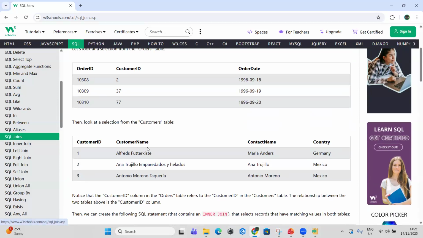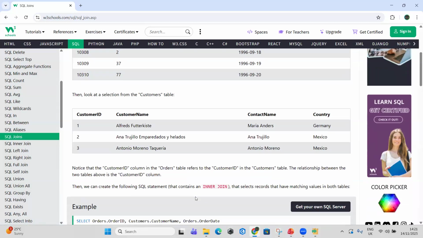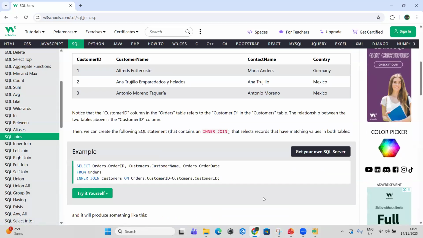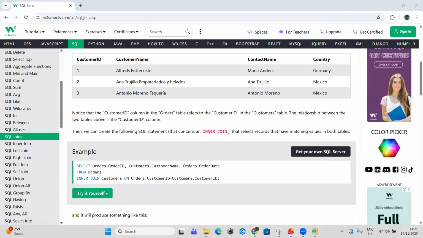So to perform a join, you need at least two tables, right? Okay, let's do one thing. I will explain this. Let's take a 5 to 7 minute break. It's 14:21. Let's meet at 14:26 or 27, right? Okay, perfect.